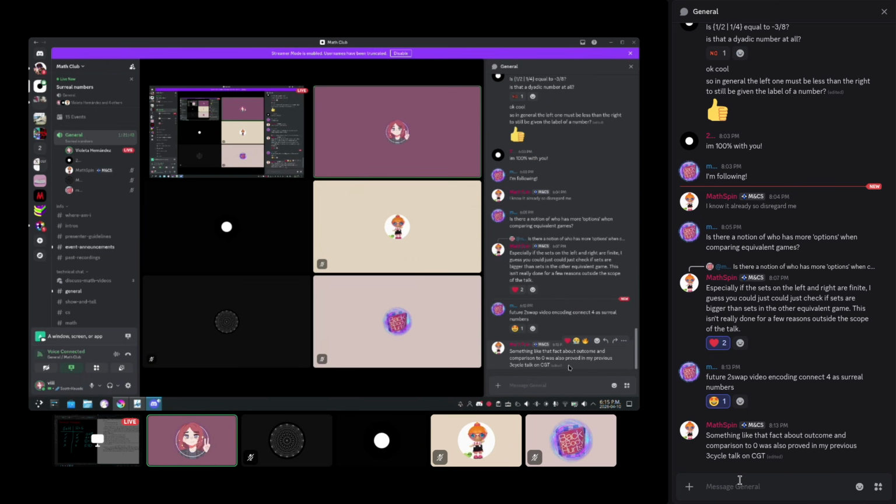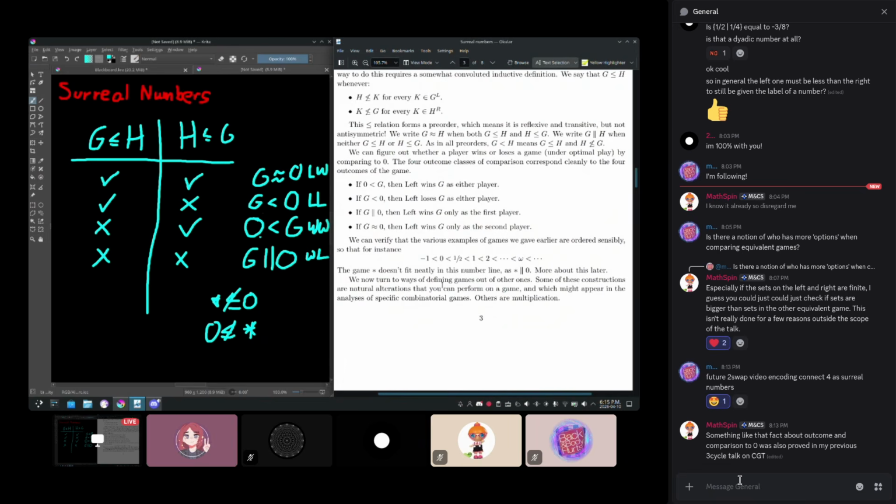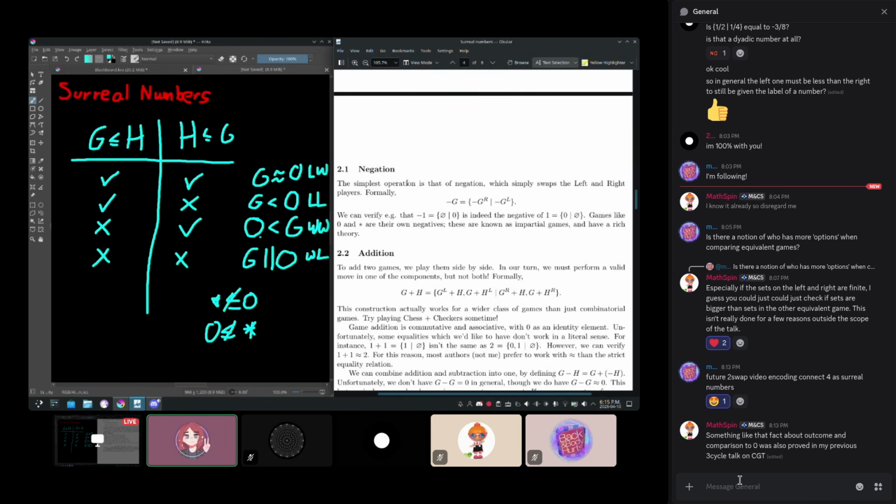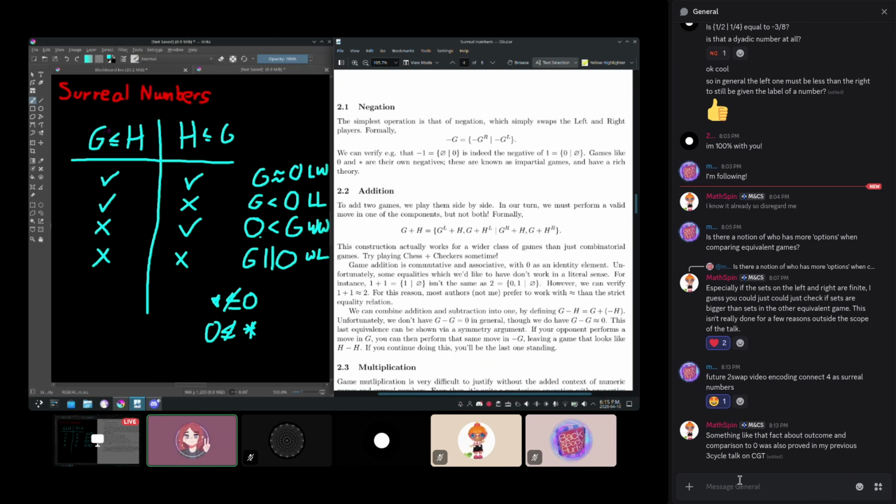I was kind of hoping that we wouldn't spend so much time talking about combinatorial games because I haven't even gotten to the surreals. But I should probably finish out at least this part about arithmetic. So let's quickly define what it means to negate and sum two different numbers.